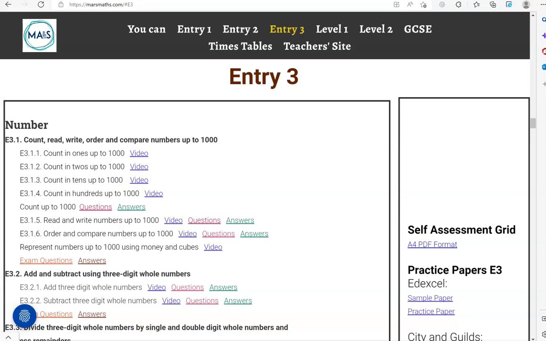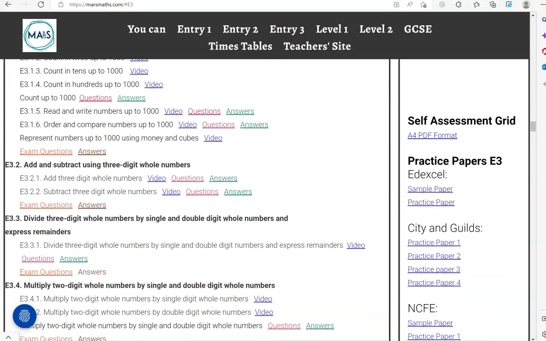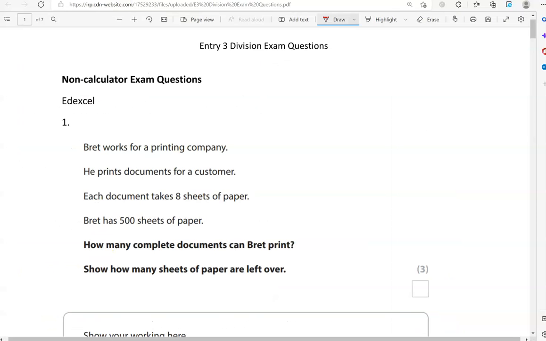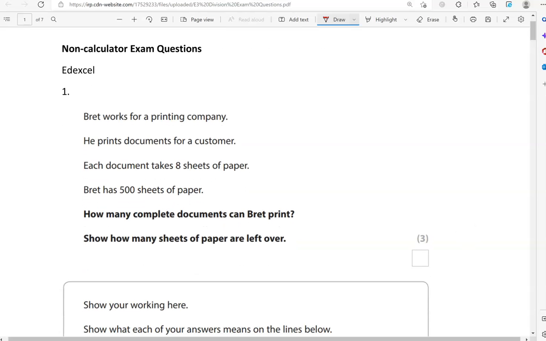In this video, we'll go through exam questions that cover the criteria divide 3-digit whole numbers by single and double-digit whole numbers and express remainders. The questions can be located on the mathsmaths.com website under Entry 3. So we'll go through exam questions from different exam boards. We'll start with non-calculator exam questions and then we'll move to the calculator ones. Here is the first question.